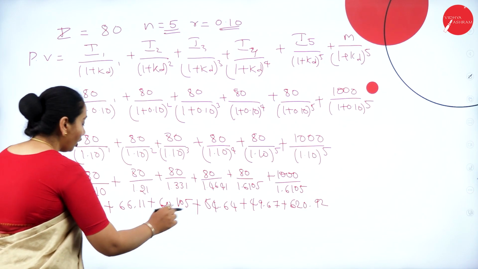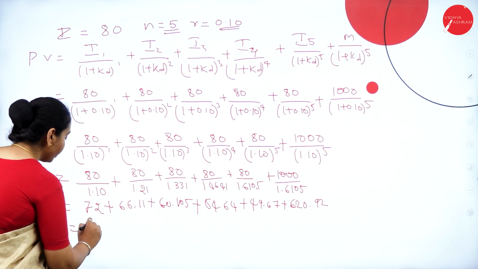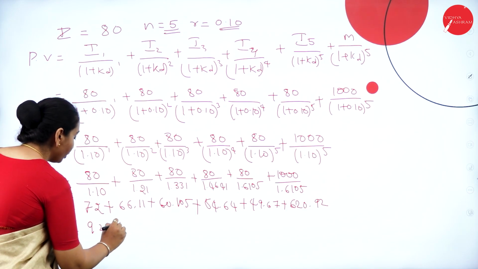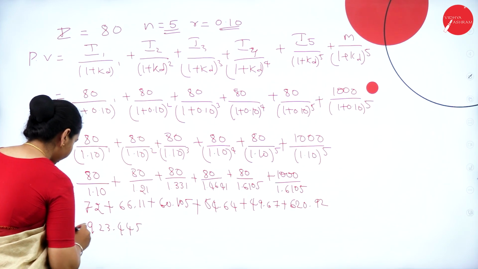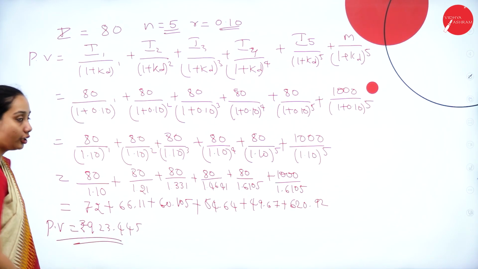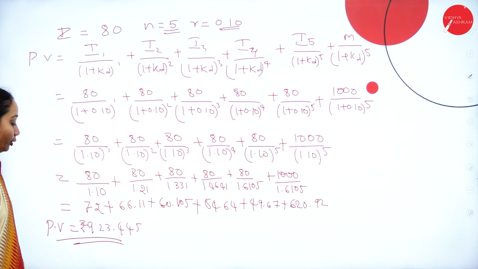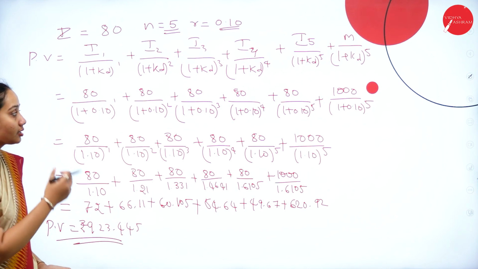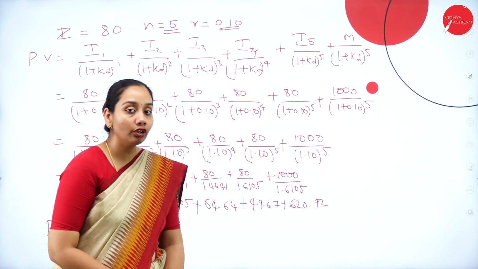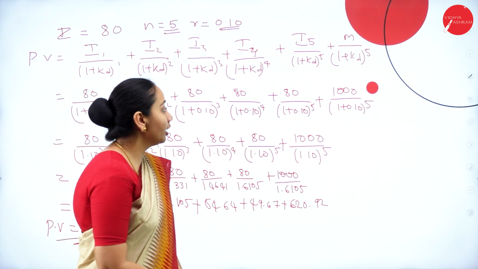So if we add all of this, we are going to get the present value of 923.445. So the present value of the bond will be 923.445. So this is how we calculate the present value of the bond. Moving on with the next question.